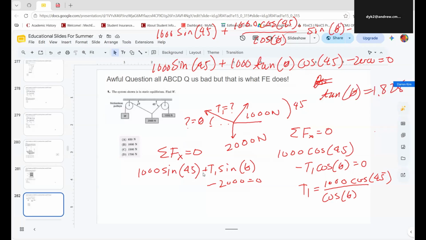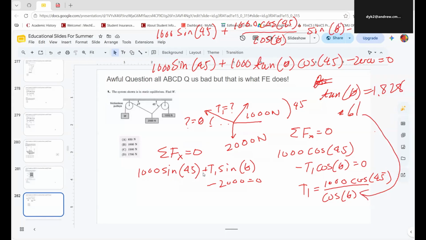So you just do tan inverse of that. Yeah, tan inverse of that. And we get, oh, not negative, 61 degrees. So this is 61 degrees. And with that 61 degrees, you can plug it back into here.